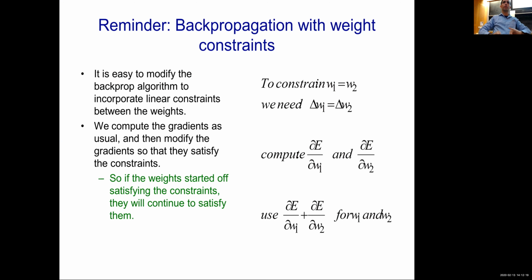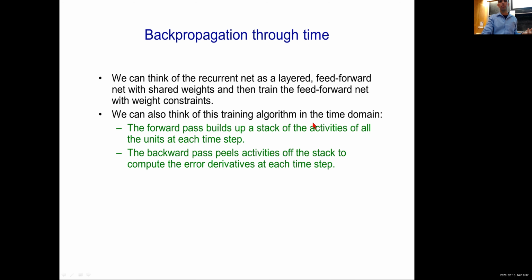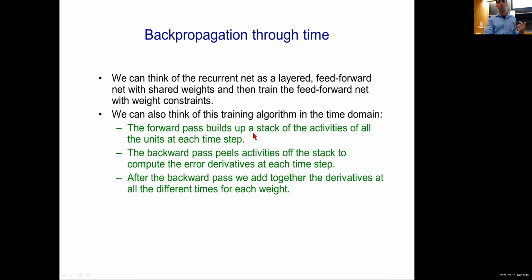Now I'm forcing all of the weights to be the same. So you can think of it as a layered feedforward network with shared weights, and then train the net with those weight constraints. In the forward pass, you could build a stack of activities across all the units at every point in time. In the backward pass, you do this at all the different times. Ready with me?